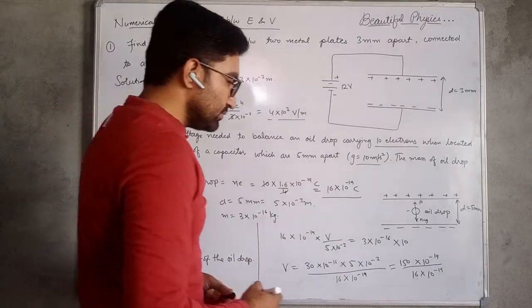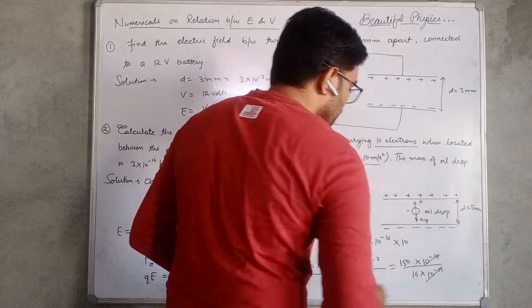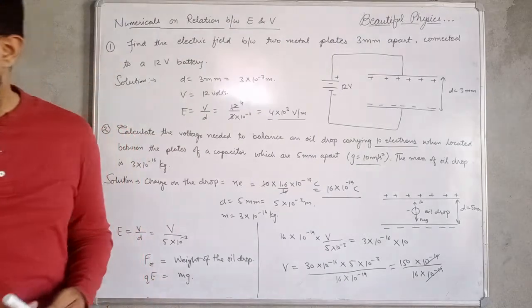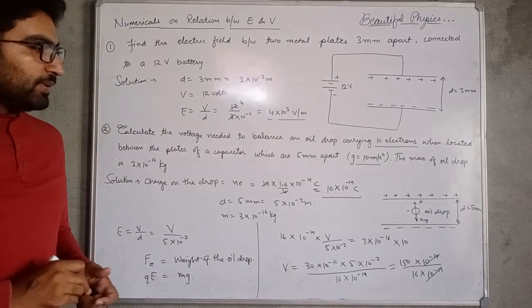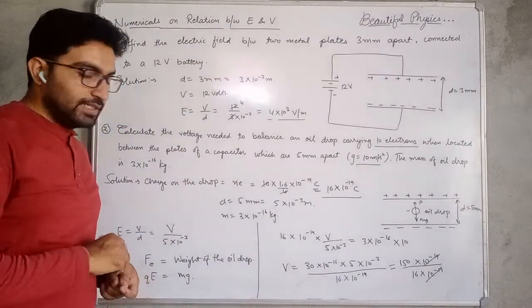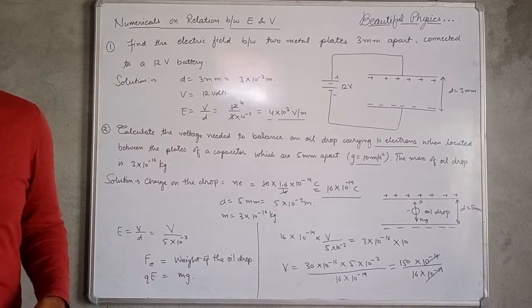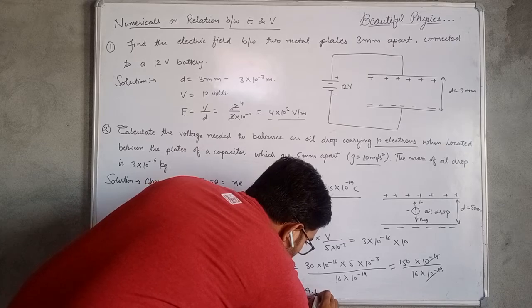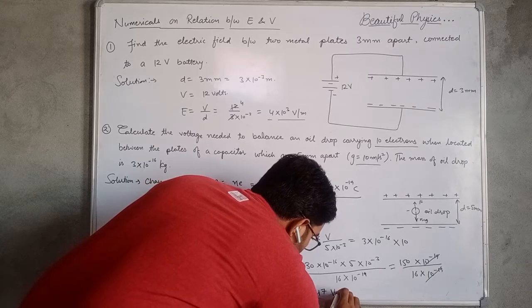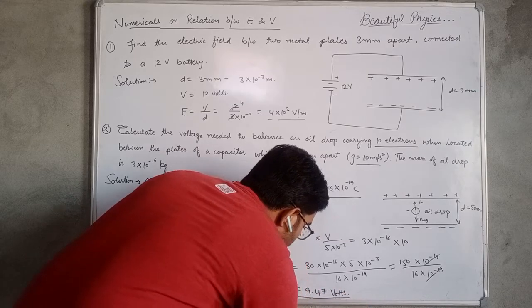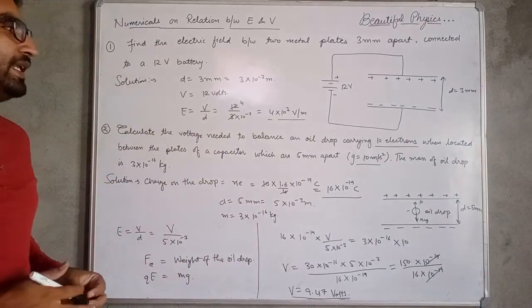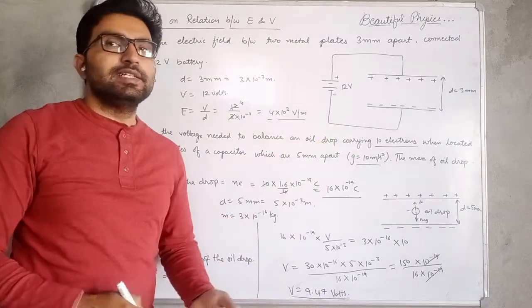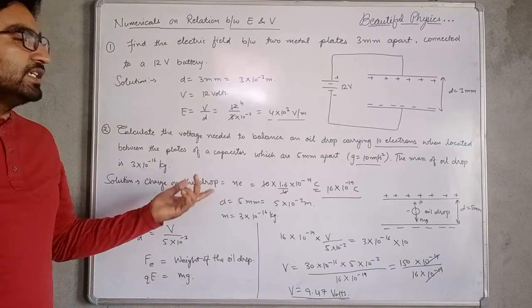These two terms cancel each other, then we have the value as 150 by 16, and V is equal to 9.47 volts. So this is the voltage needed to balance an oil drop carrying 10 electrons between the plates of a capacitor.